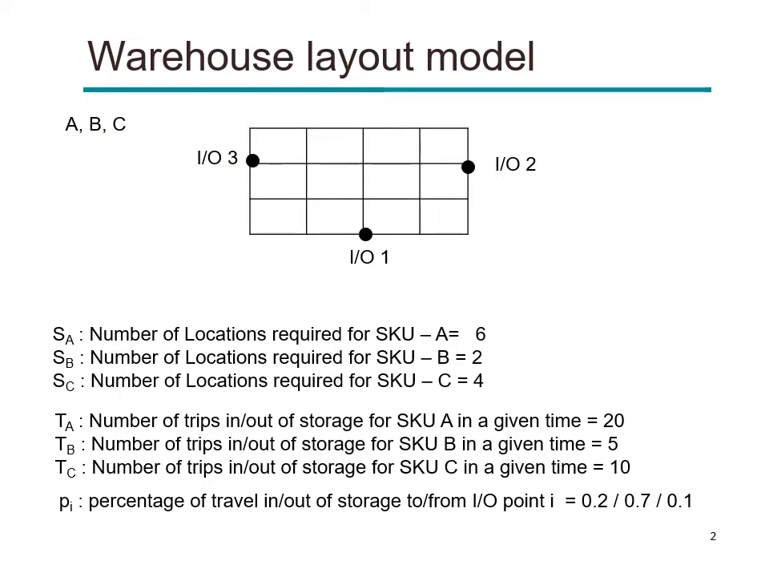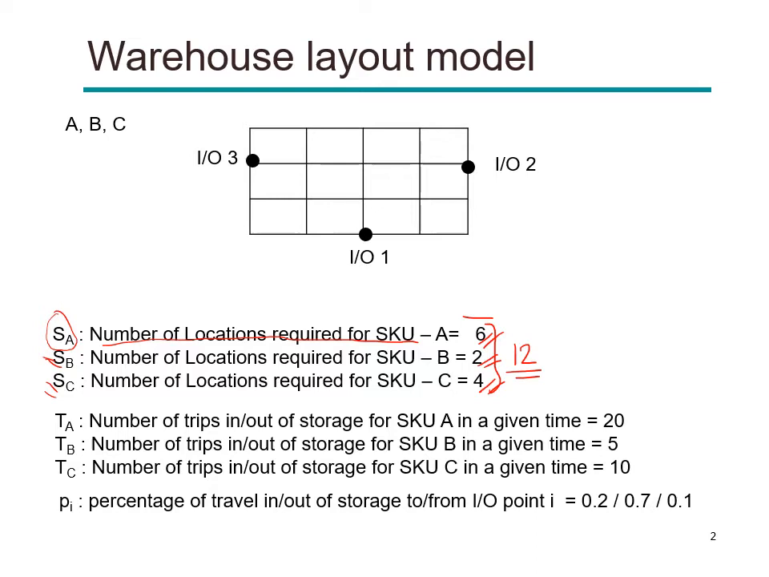Okay, so for example, let's say that for this problem, we need 6 locations for A. So this SA represents the number of locations that are required for stock keeping unit A or product A. For product B, we need SB amount of space, and it is given as 2. And for SC, the number of locations required is given as 4. So in total, if you sum up these values, you see that we require 12 spaces. And if you see, we have 12 grids in this layout.